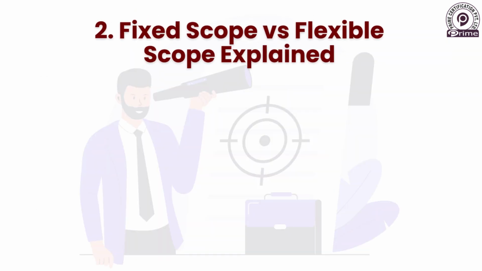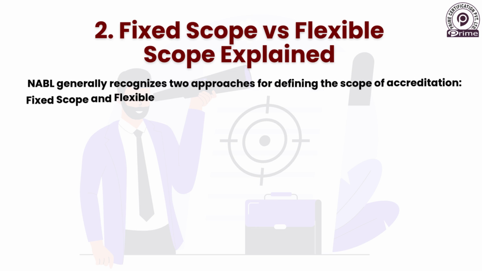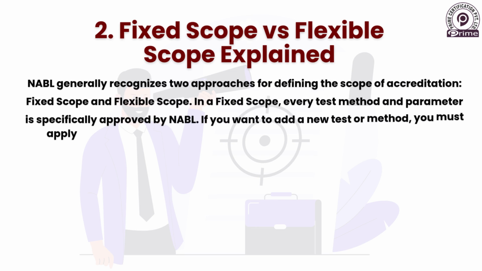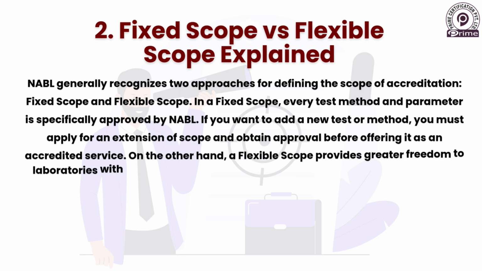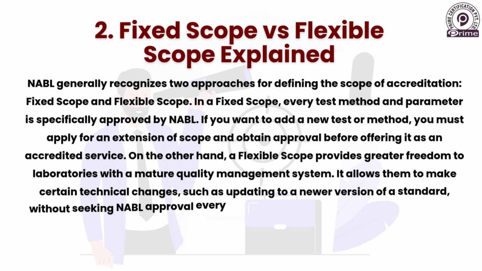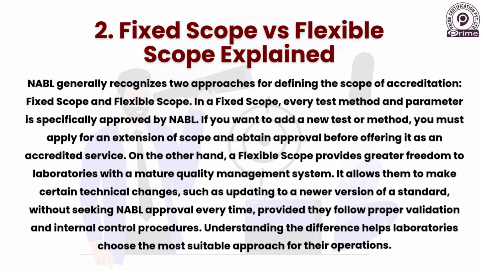Number 2. Fixed scope versus flexible scope explained. NABL generally recognizes two approaches for defining the scope of accreditation: fixed scope and flexible scope. In a fixed scope, every test method and parameter is specifically approved by NABL. If you want to add a new test or method, you must apply for an extension of scope and obtain approval before offering it as an accredited service.